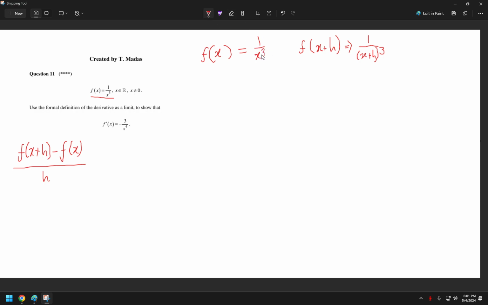So I have the two main components of this question, so now I can sub everything into the main differentiation equation. So I'll get f of x plus h, which is just that, so 1 over x plus h cubed. And then I'll do minus f of x, which is 1 over x cubed, and that's going to be all over h.